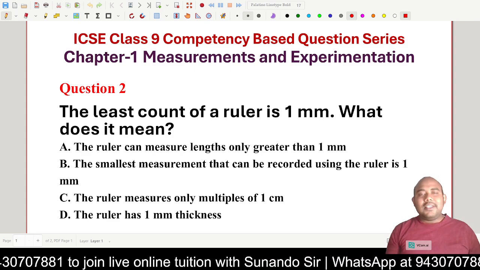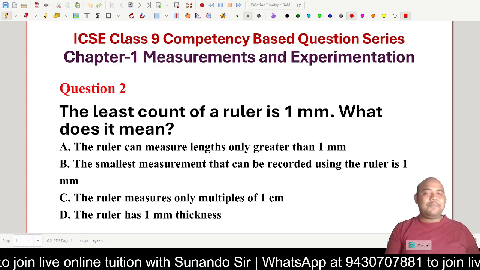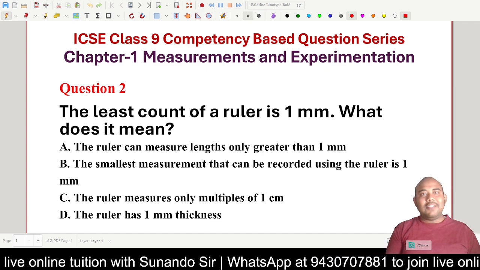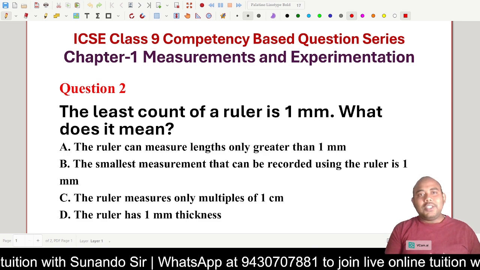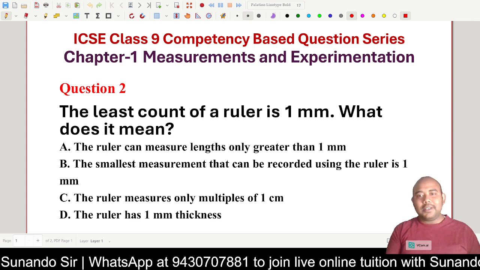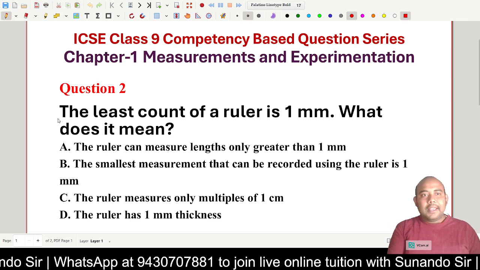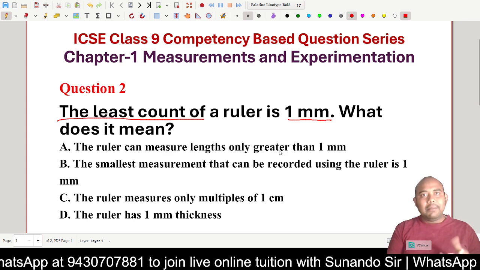Today I will be discussing question number 2 of this competency-based question series. We have already done question 1, and if you haven't watched it yet, please check it on my channel. So let's proceed with question 2, and this is also from Physics, Chapter 1, Measurements and Experimentation. So let's read this question. The least count of a ruler is 1 mm, 1 millimeter.